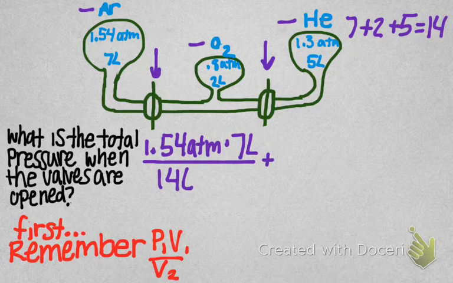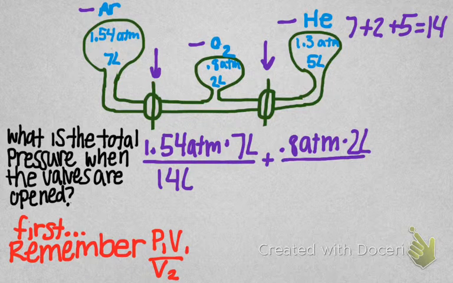And then we're going to add this to our O2. Our pressure for O2 is 0.8 ATMs. We're going to multiply that by our 2 liters and then over 14 liters again because it's our total volume. And now the exact same thing for helium. Our pressure for helium is 1.3 ATMs.